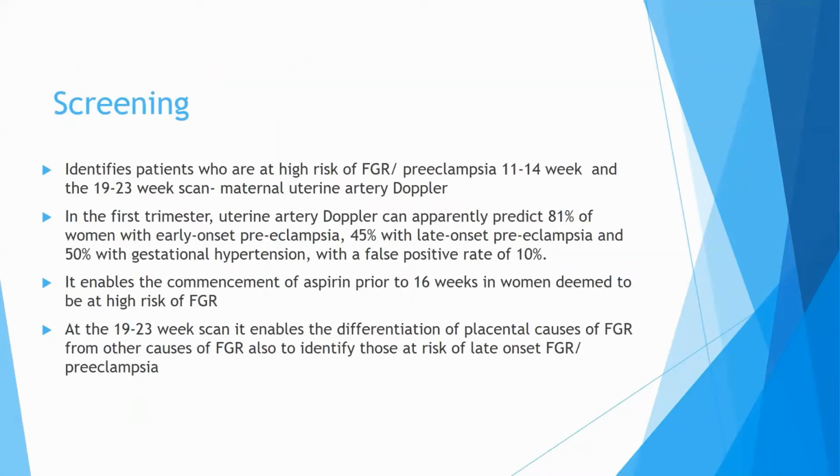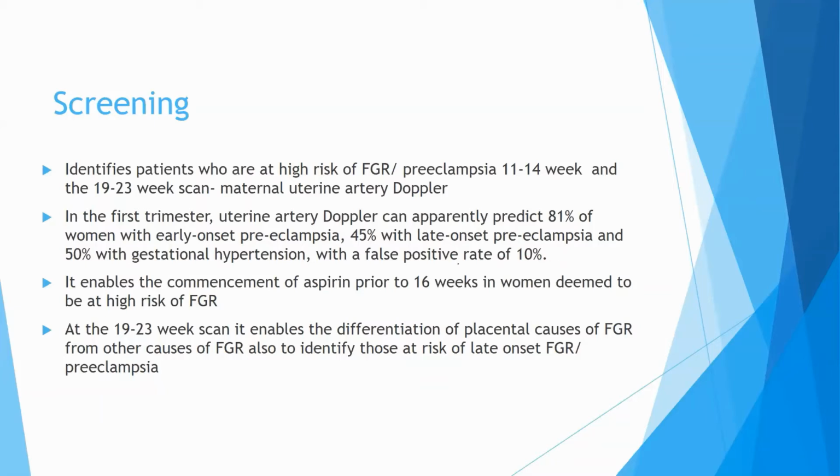When I say screening, what do I mean? I think I heard Dr. Verenga mentioning that if patients present early enough at the 11-14 week scan, we can actually do a screen using the maternal uterine artery Dopplers, to see those who are at high risk of getting fetal growth restriction. This is very important. In some studies, they've shown that the first trimester scan for uterine artery Dopplers can apparently predict 81% of women with early onset preeclampsia, 45% with late onset preeclampsia, and even up to 50% with gestational hypertension, with a false positive rate of 10%. So what does that mean for us?